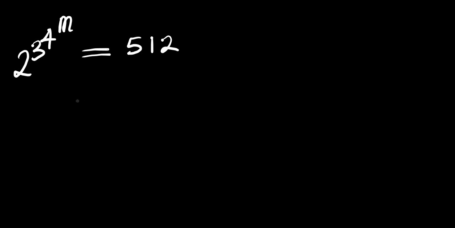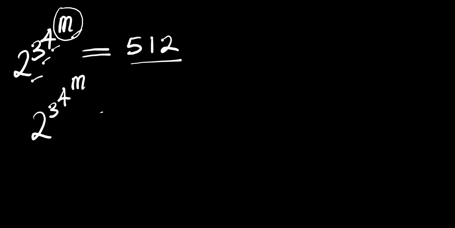Hello, in this video we are going to solve this exponential equation and find the value of m. So we have 2 to the power of 3 to the power of 4 to the power of m, and this equals 512. So let's go ahead and do that. So we have 2 to the power of 3 to the power of 4 to the power of m, and this equals, here we can rewrite this 512 as the product of multiple 2's.